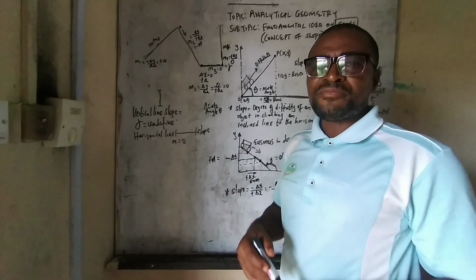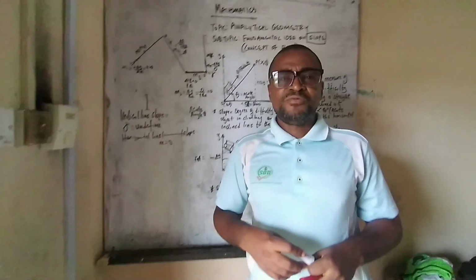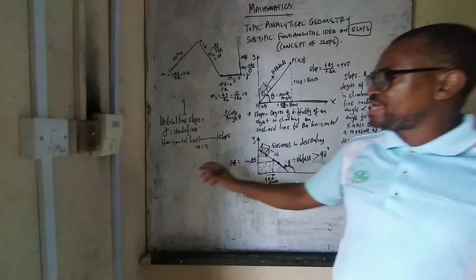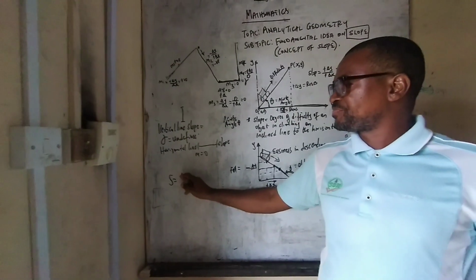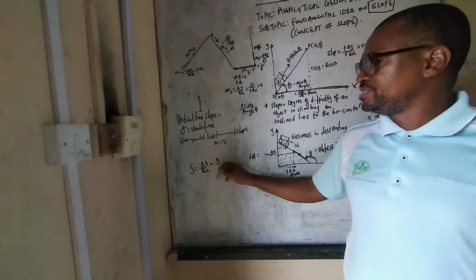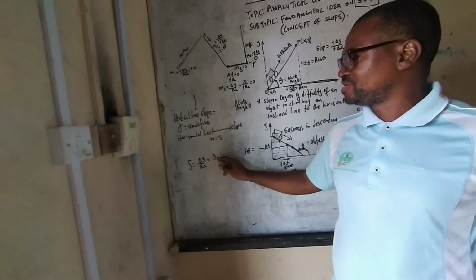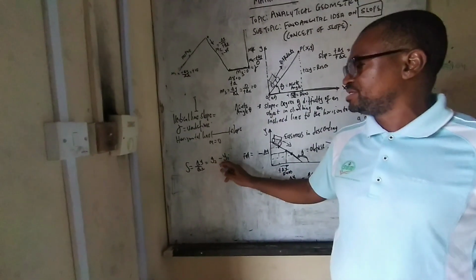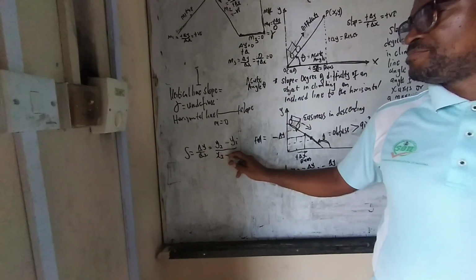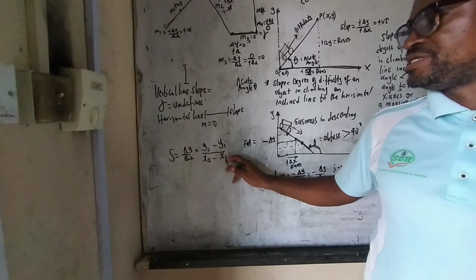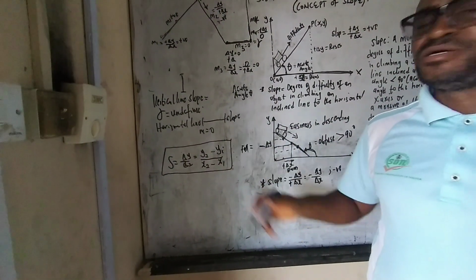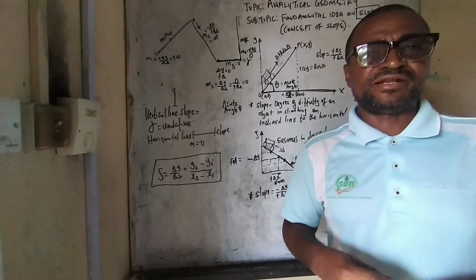So I believe that from the onset we have learned about the concept of slope, but generally I can write my slope as delta y divided by delta x, which is the new position of y take away the initial position of y, that is y1, divided by the new position along the x-axis minus the initial position along the x-axis. So this is the standard formula for the slope of a straight line graph. Thank you.